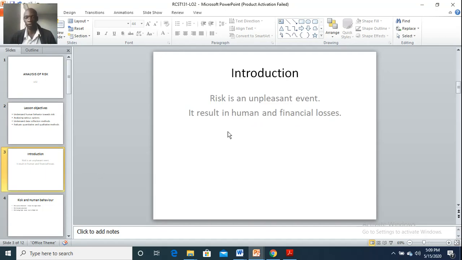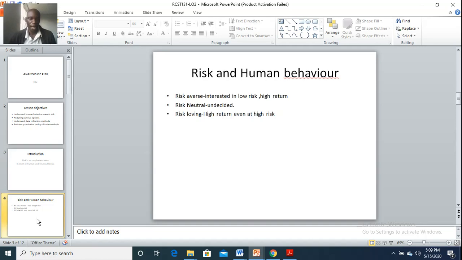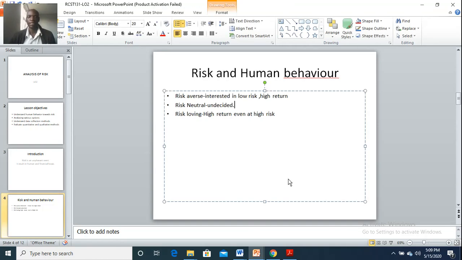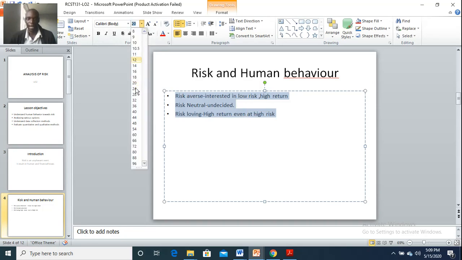As you all know, risk is an unpleasant event, or all of us, we don't want risk. Loss of a person, an employee, loss of money. There are types of risks that we face in an organization. So what are the human relations to this risk?